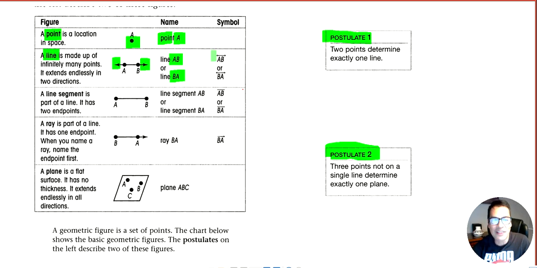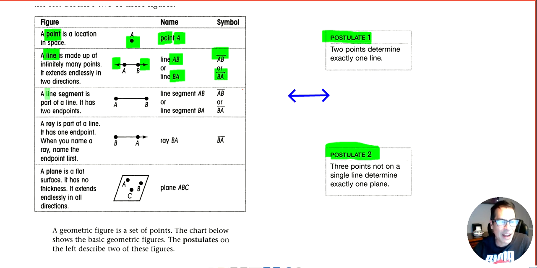You'll also notice that the symbol for a line is this small symbol right there that you see, and that designates what is called the line. It looks sort of like this. That would be the symbol for a line, and then the letters that correspond to any 2 points on that line would be underneath it. So line AB or line BA.